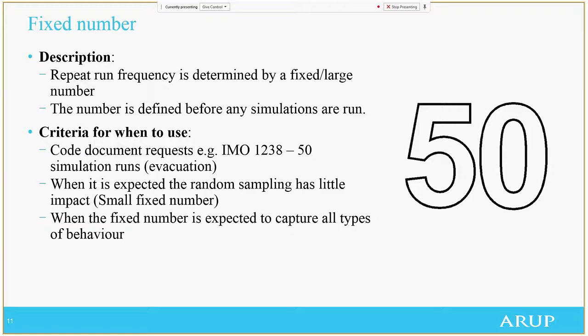You may also run this when it's expected the random sampling has a little impact. So I might fix a small number of runs just to demonstrate that it has very little impact. The random sampling has very little impact upon our model results. You may also run this when the fixed number is expected to capture all types of behavior. You think it's reasonably big to capture most types of behavior also.